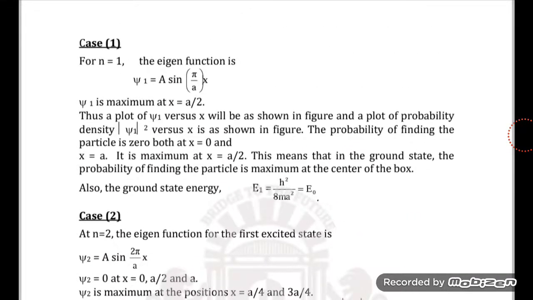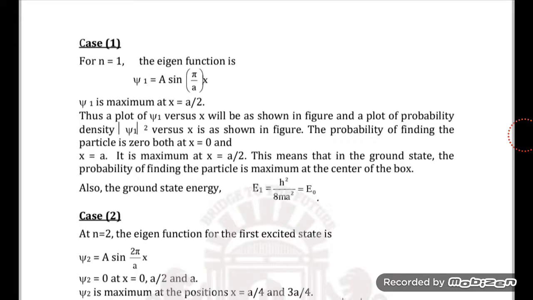In case 1, for n equal to 1, the eigenfunction is psi 1, which is equal to root 2 by a sine n pi x upon a. If n equal to 1, then the function is psi 1 equal to sine pi x upon a, where x is equal to a by 2. Thus a plot of psi 1 versus x will be as shown in the previous page.